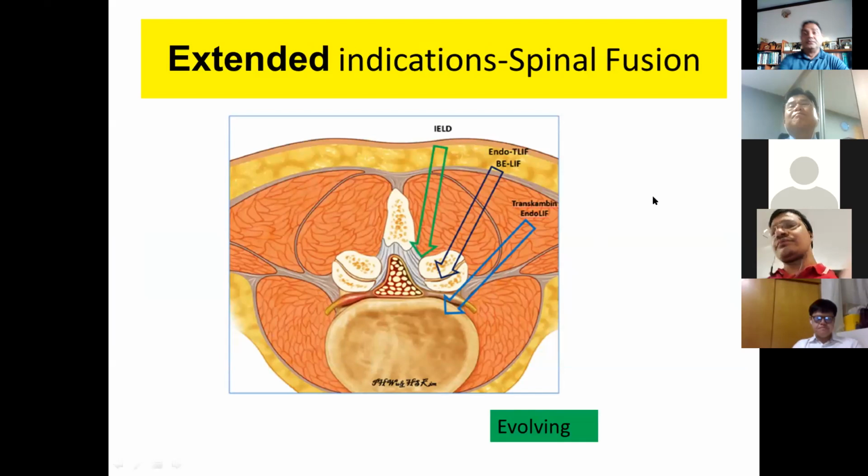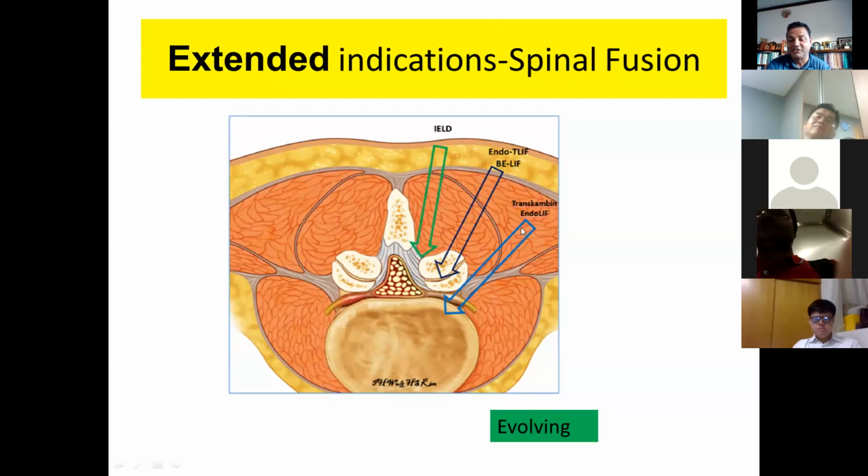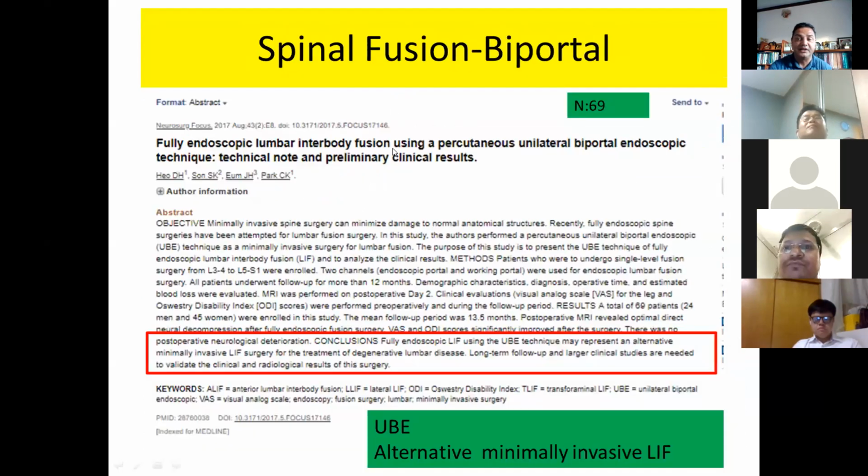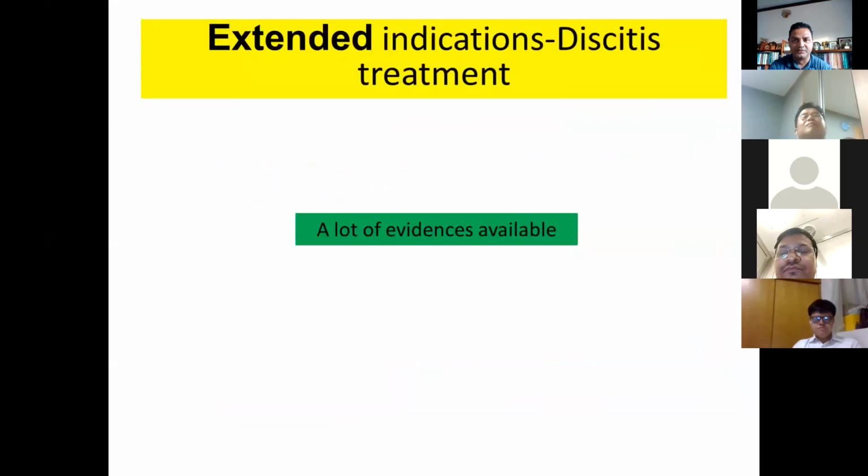Endoscopic spinal fusion is still in the evolving phase. We have three techniques: Endo-TLIF, biportal endoscopic lumbar interbody fusion, and the transforaminal endoscopic lumbar interbody fusion technique, which is evolving. This is already published data: Endo-TLIF, transforaminal Endo-LIF, and the biportal fusion technique are already in the literature in the world now.